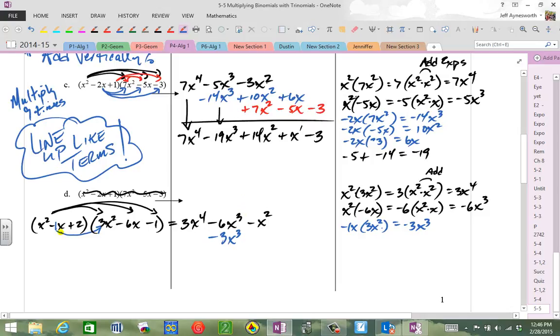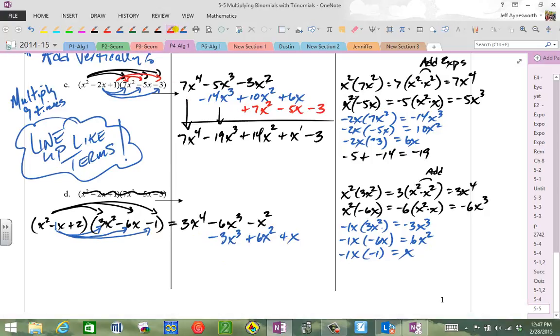All right. Negative x times negative 6x. So negative 1x times negative 6x. What is that? Well, negative times a negative is positive. So negative 1 times negative 6 is 6. x times x is x squared. Line up the squares. It's positive. So plus 6x squared. And then negative 1x times negative 1, positive x. So let's add an x right here.